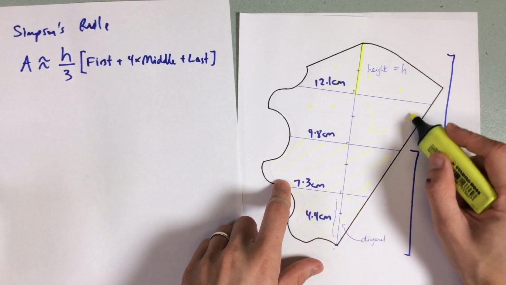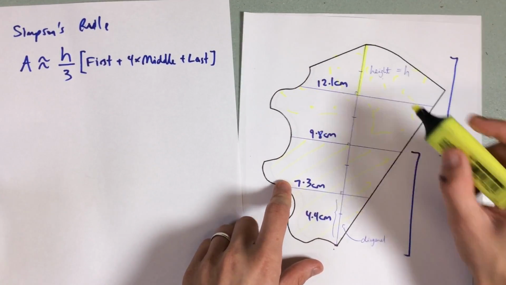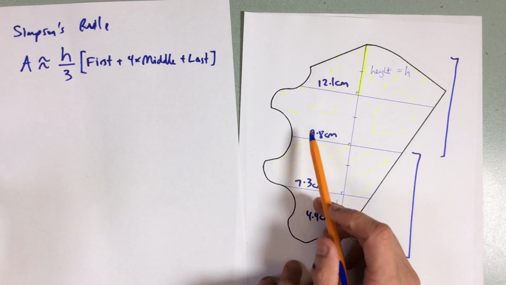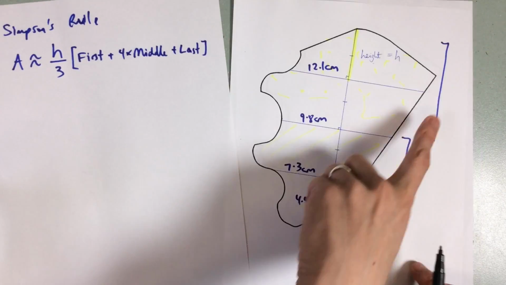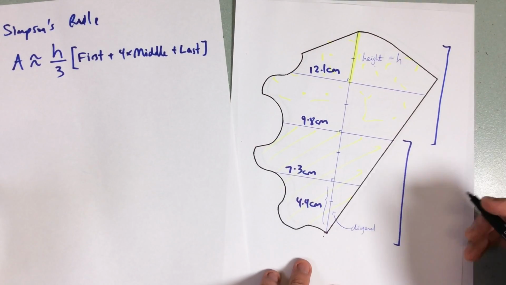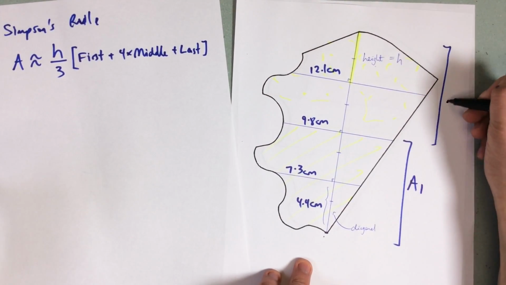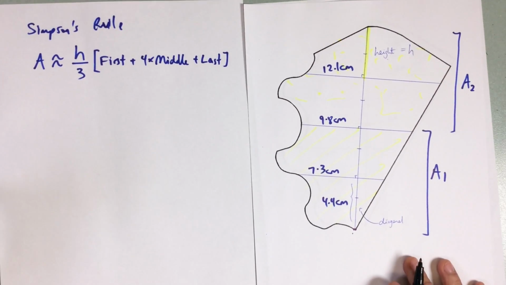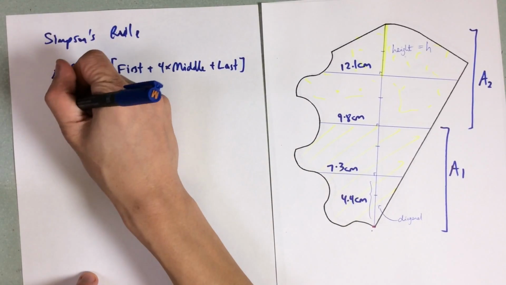So this area up here, I'm also going to have a first width, a middle width, and a last width. So we'll call this one over here A1, and we'll call this A2, and we can work them out in order. Okay, let's give this a go.